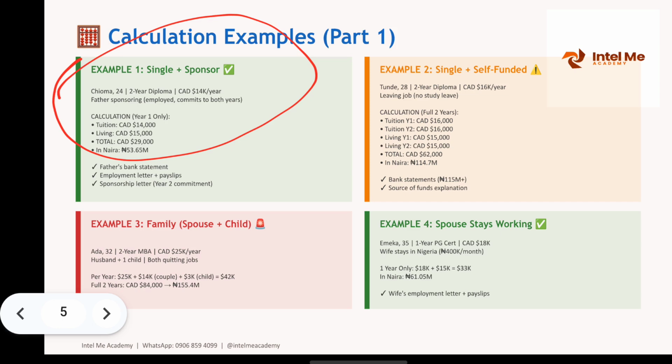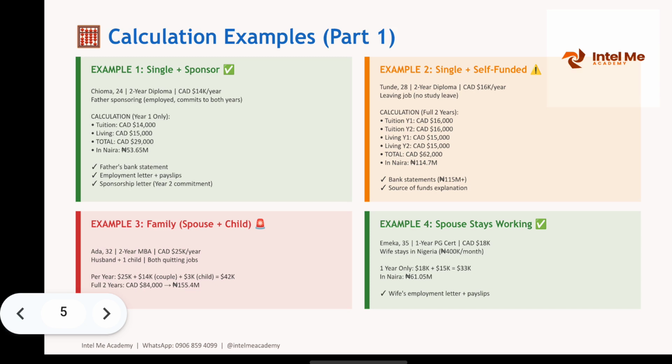So if she wants to show her proof of funds, she shows tuition for the first year, she shows living expense for the first year, and that's how much she's going to need. Then she will have to prove that her father is capable of sponsoring her by showing her father's bank statement, employment letter and pay slips, a sponsorship letter saying that he's going to cover her second year of studies. Do you understand? So can you see how clear it is, so you don't get refused?